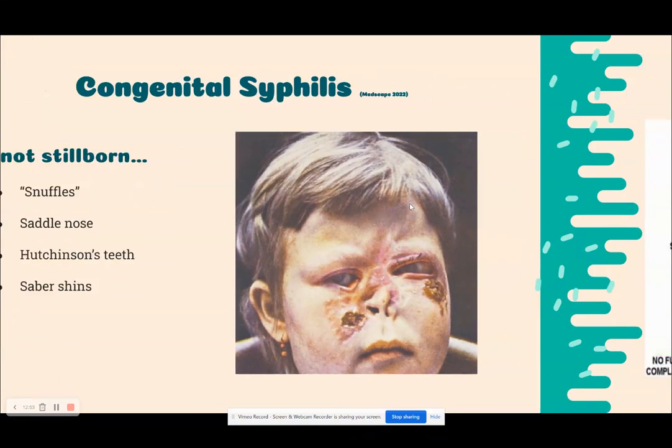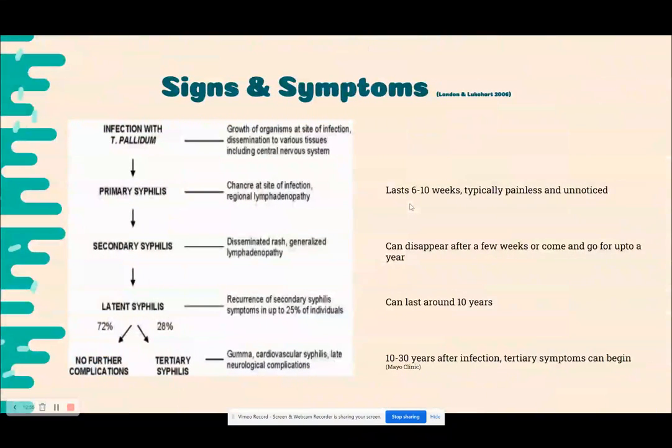In non-congenital cases, however, signs and symptoms occur in stages. After being infected and having the incubation period, primary symptoms of syphilis, such as chancre, will appear in the areas that were exposed to the infection. Chancre sores will typically last for 6 to 10 weeks, and after this, the lesions will then heal, and rashy spots will begin to appear throughout the body. This can last upwards of a year.